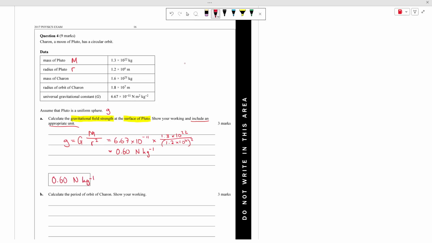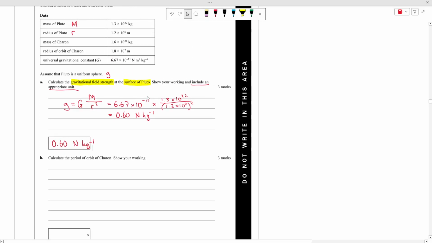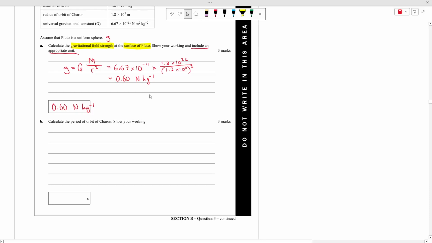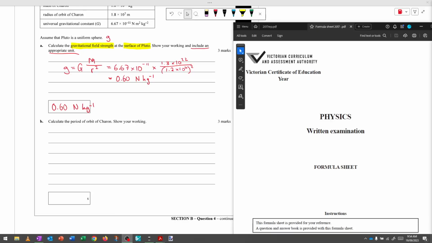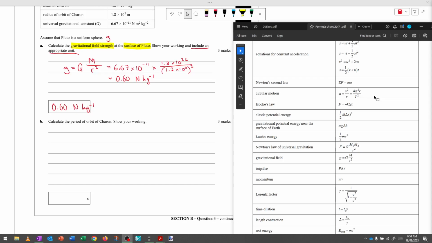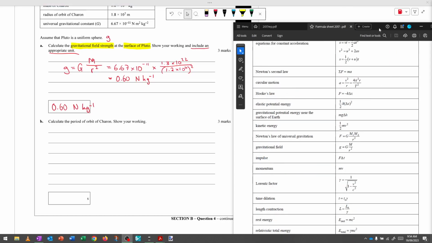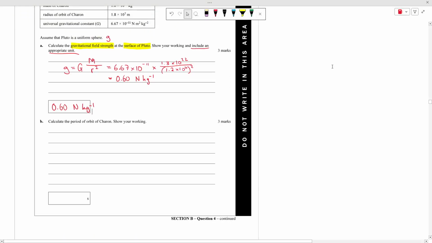All right. Part B, calculate the period of orbit of Charon. Show your working. So period of orbit. Well, we go back to your data sheet, and you should find a formula. Actually, I'll bring the data sheet up so we can see how we use it. Now, by memory, this particular formula that I'm thinking of is not actually on here. It's sort of a combination of a couple of formulas. So I'm going to write down the formula that makes questions like this pretty easy.